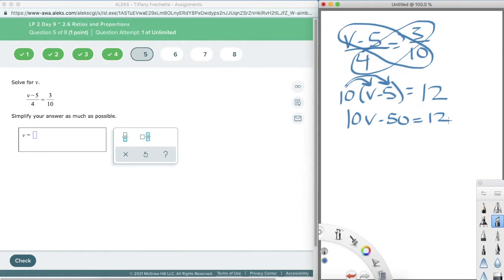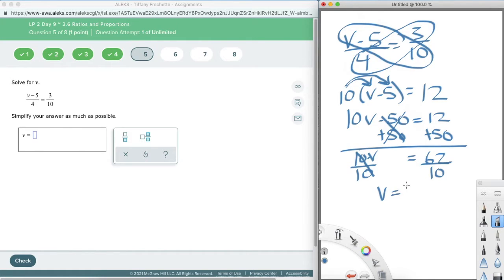So I'm looking at what's being added or subtracted to the variable. Well, 50 is being subtracted, so I'm going to add 50 to both sides. And then we have 10v drops down, 50 minus 50 cancels. That's going to equal 62. So now what's being multiplied or divided to the variable? So we have 10. I'm going to divide because it's being multiplied. So I'm dividing by 10. 10 divided by 10 cancels, and we have v equals, it doesn't tell me to do any rounding here.